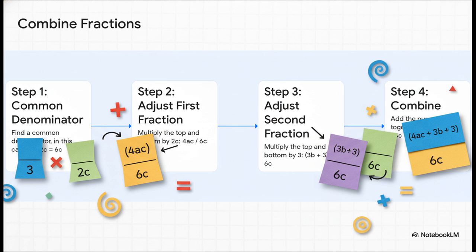Now step 2, and this is super important, you have to adjust the top of each fraction to match the new bottom. So the first fraction gets multiplied by 2c on both the top and the bottom. Step 3, do the same for the other one, multiplying by 3. And finally, step 4, once they both have that same 6c on the bottom, you can just combine the tops, the numerators, into one single fraction. Done!